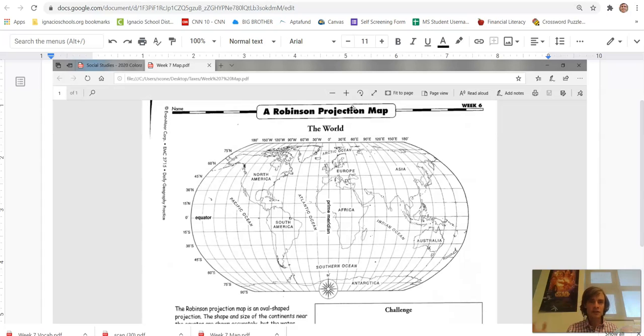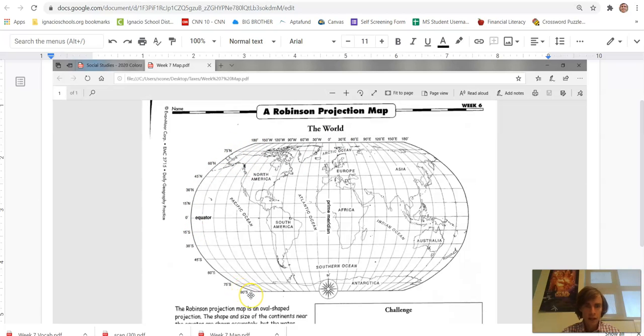And Arthur Robinson is trying to solve a problem here. The problem is that the world is a globe, and it's really difficult to put a globe onto a flat surface like a piece of paper or your computer screen. So Arthur Robinson created this oval-shaped projection map to try to solve those challenges that map makers are facing because the world is round. So as you'll notice from here, the Robinson projection map is curved.